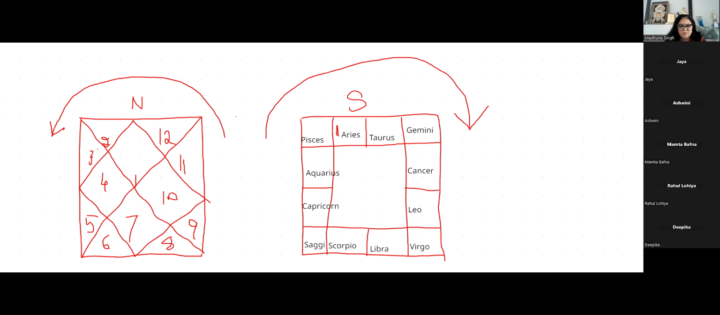Kindly unmute yourself so that I can understand whether you are able to do what I'm asking. Do you all have your Drik Panchang app ready? Yes.